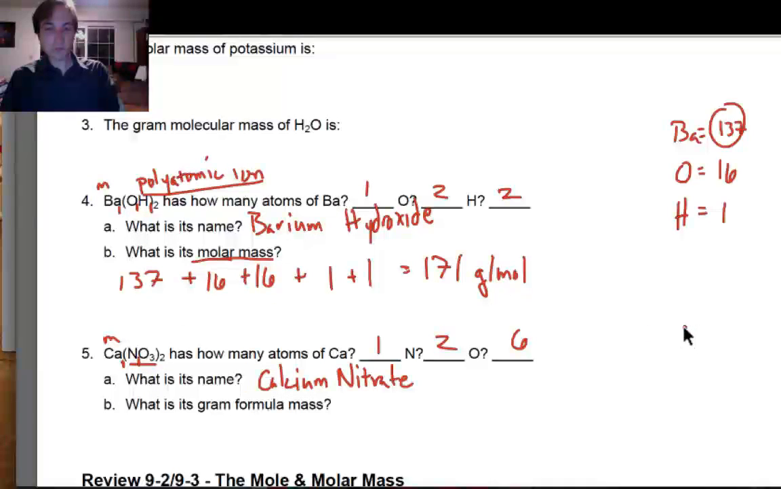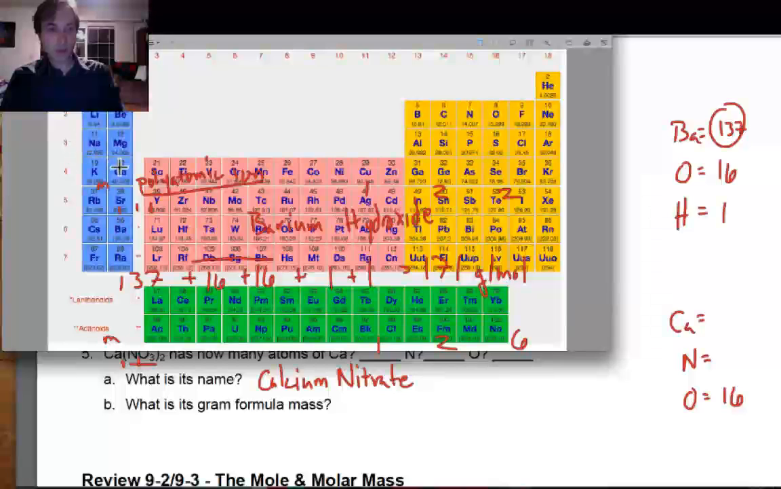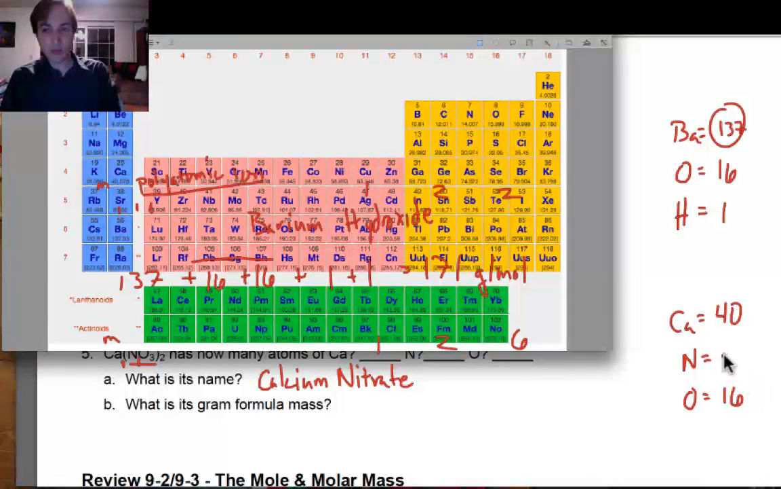Okay. Now, as far as masses go, we need to know the mass of calcium. To answer B here, we need to know the mass of calcium, we need to know the mass of nitrogen, and we need to know the mass of oxygen. Oxygen we already know has a mass of 16, but the calcium and the nitrogen we need to look up. So let's jump to the periodic table here. Calcium is right here, it's 40.078, so we're going to round that off to just 40. And then nitrogen is up here, it has a mass of 14.007, so we'll round that off to 14.